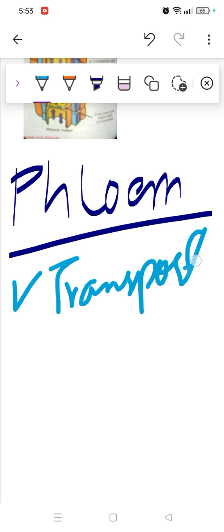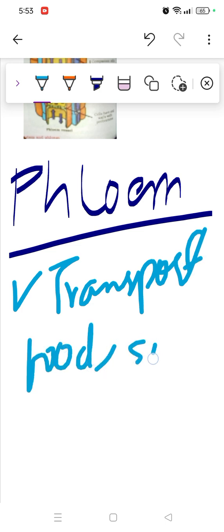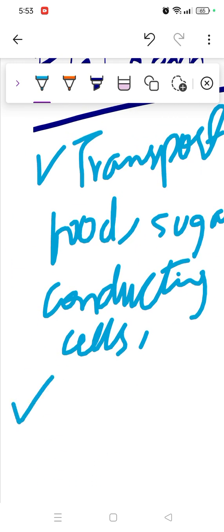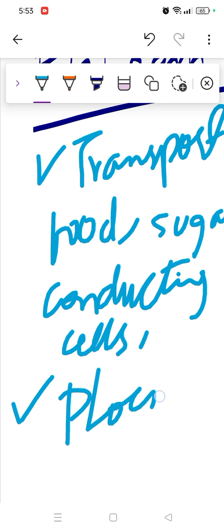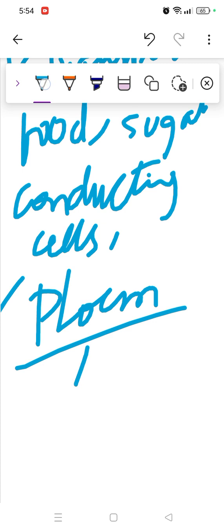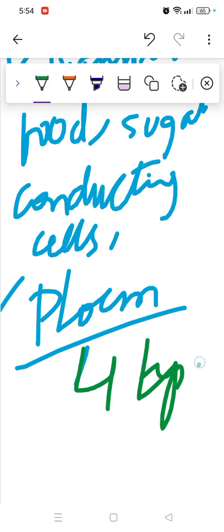First thing you'll see is that they help in transportation of food, transport food, and you'll see that they are sugar conducting cells. You'll also see that this phloem is also a kind of complex tissue, but this again has four other types which we'll discuss. Four types. What are these? Let's start.